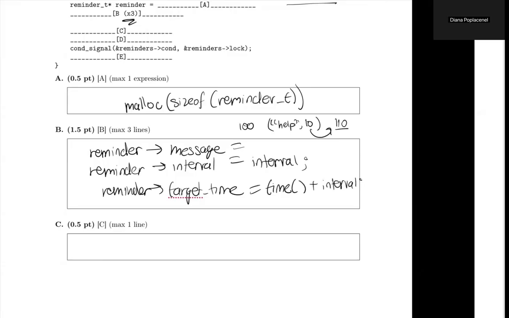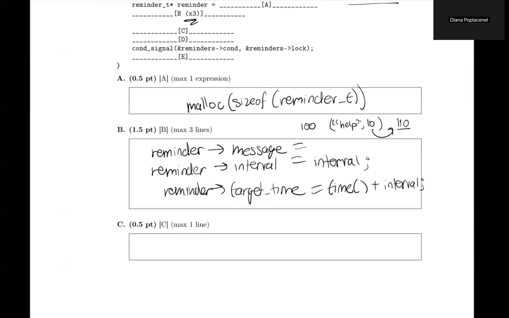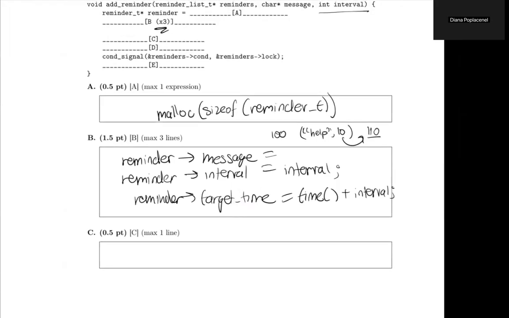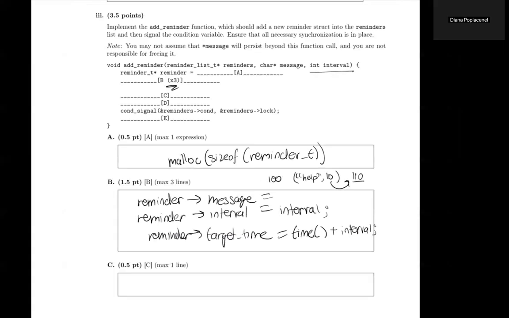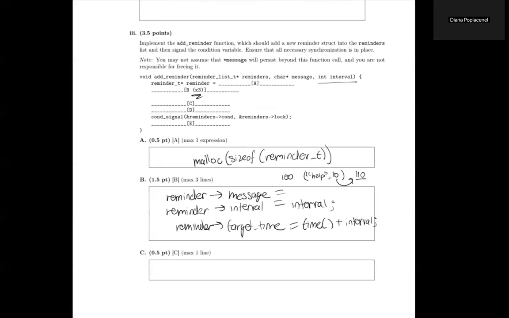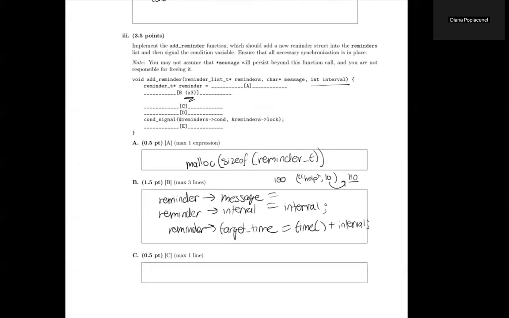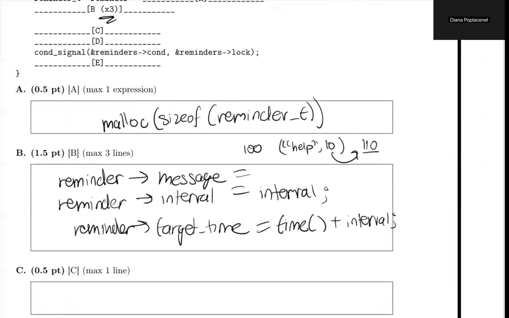And we remember that time was already specified to us as a syscall that gives us the current time in seconds. And then for message, in the problem description, it's specified that message is not going to persist beyond this function call, or that you may not assume that it will persist, which gives you some indication that you should copy over the message parameter somewhere in memory that's safe.